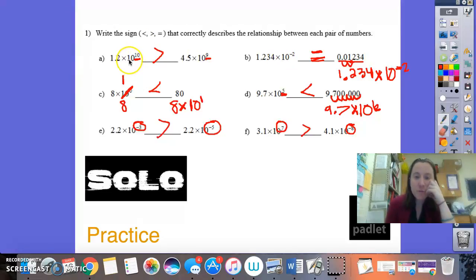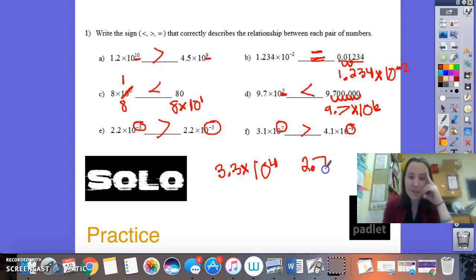And one quick note before we move on. If I had a situation where the powers of 10 for both numbers were the same, so let's say I just had something like 3.3 times 10 to the 4th power, and I was comparing that to 2.7 times 10 to the 4th power. So both of these involve 10 to the 4th power, and so I need a different strategy to solve this kind of problem. I want you thinking about, what do you think I should do before you listen to my explanation? So pause, think about it for a second.